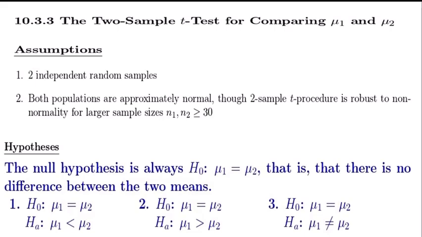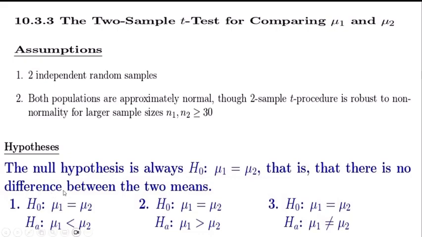And of course, you're going to have 2 assumptions. Number one is choosing a random sample from the two populations. And number two is that either the populations are both approximately normal, or you're choosing a large sample. For a large sample, remember, each has to be at least 30.